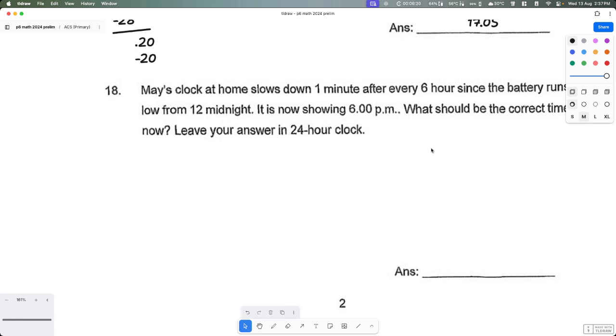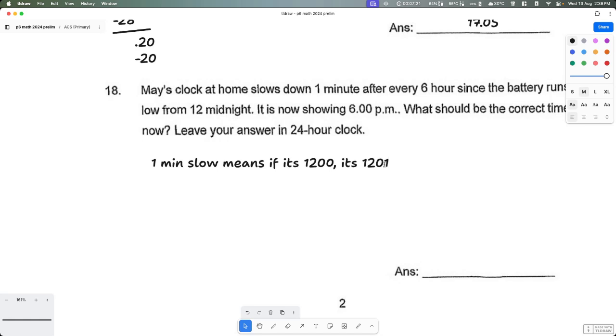Let's move on to question 18. May's clock at home slows down 1 minute after every 6 hours since the battery runs low from 12 midnight. It's now showing 6 p.m. What should be the correct time now? Leave your answer in 24-hour clock. So 1 minute slow means if it's 12:00, it shows 12:01.